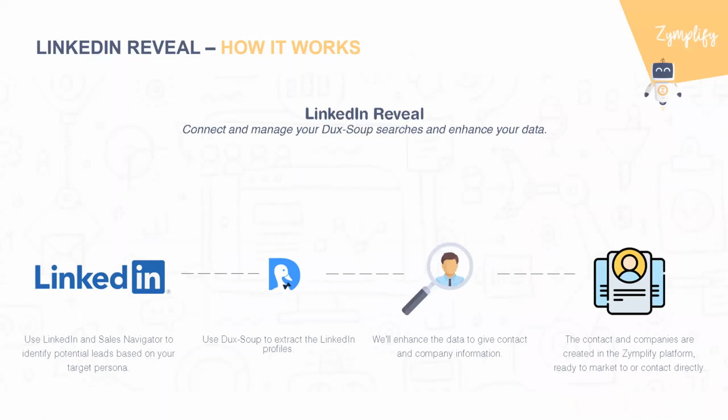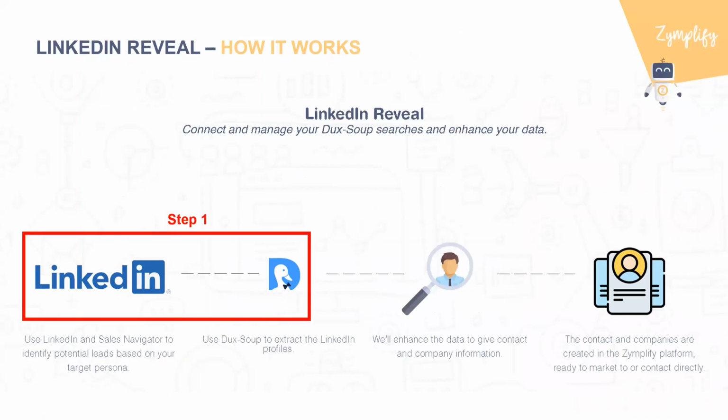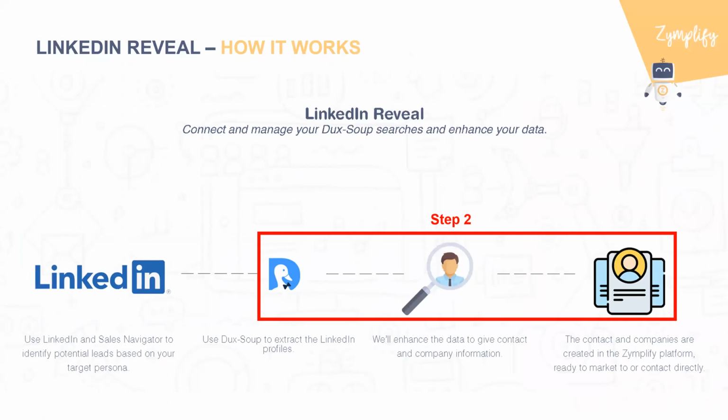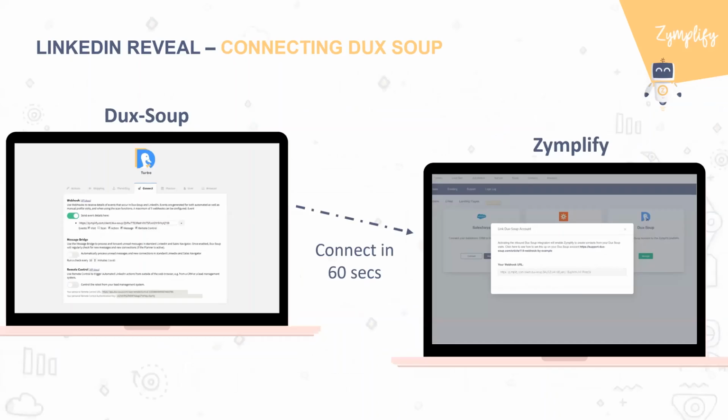So basically, how does that work? It lets you connect and manage your Dux-Soup searches and enhance that data. Will's kindly covered step one for us, where you use Dux-Soup and LinkedIn together to scrape the profiles. And then step two is where Zymplify takes over. The profiles are then sent to us, and we'll enhance that data with contact and more company information, and then we create those contacts and companies in our CRM for you to use however you would like. We're just going to go through this in a bit more detail, just to see how easy it is.